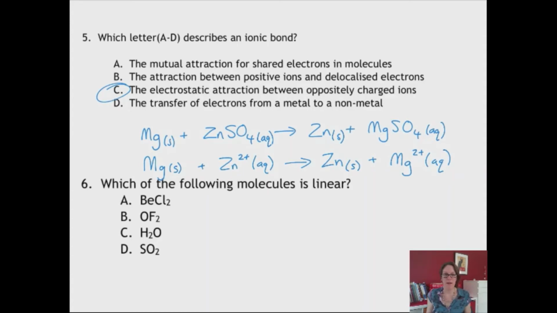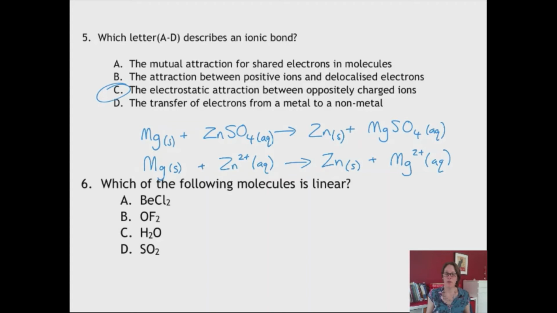There are other cases where ionic bonds can form without electron transfer. So very simply, taking sodium chloride dissolved in water, if you boil away the water, you will get solid sodium chloride.